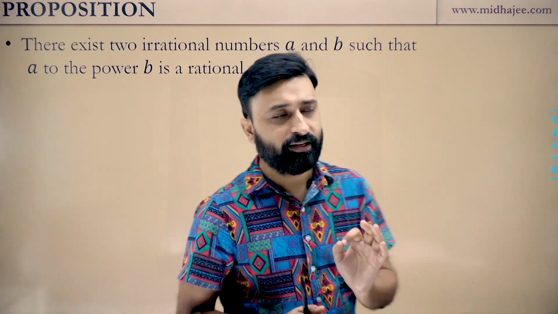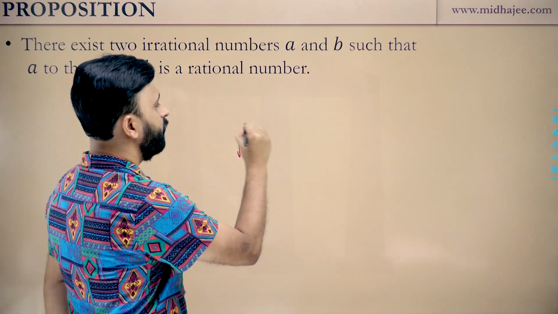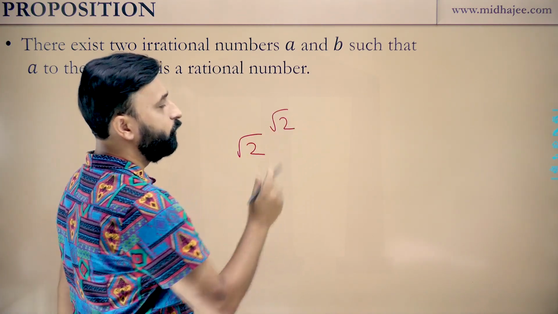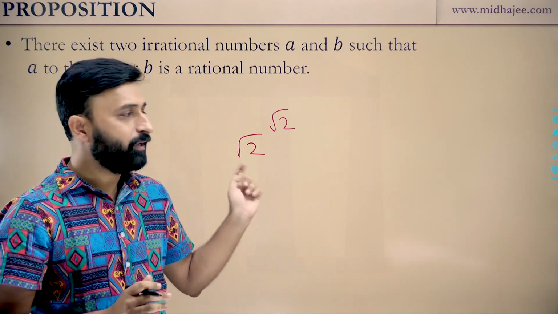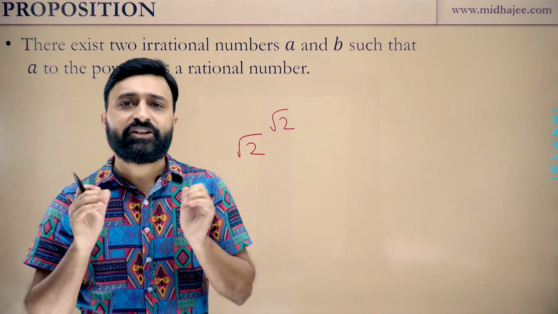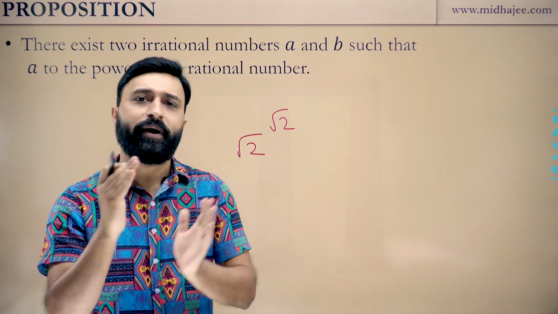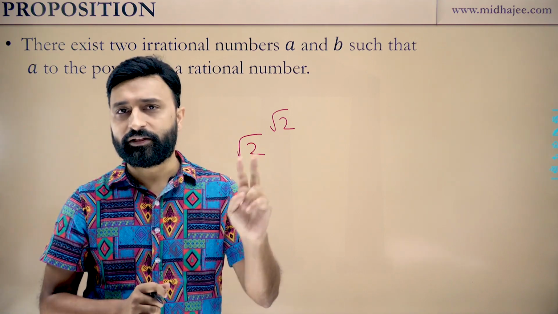So if you know that, now consider this number: square root of 2 raised to the power of square root of 2. Irrational to the power irrational. Now since we don't know the exact nature of square root of 2 to the power square root of 2, whether it is rational or irrational, we don't know. So there can be two cases over here.